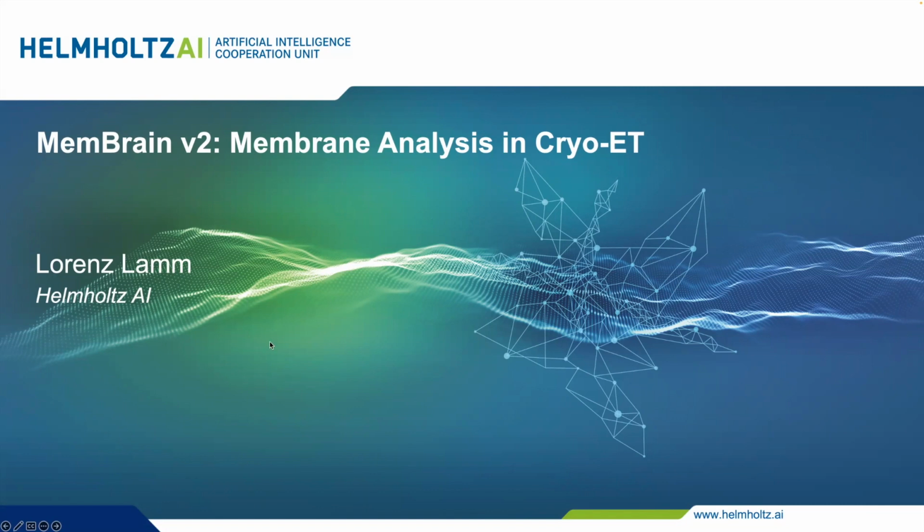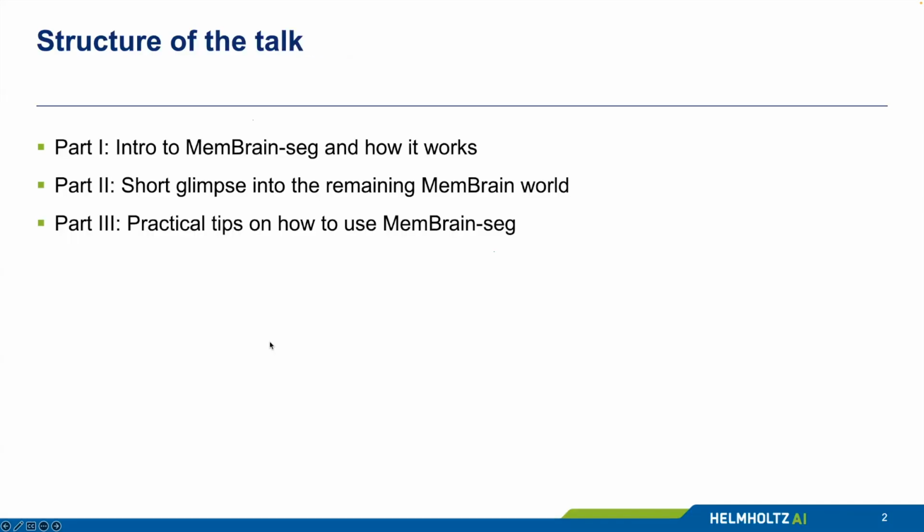The structure of this talk will be, first, a small introduction into MemBrain-seg and how it actually works, because I think this is an important step to also get a feeling for how to maximize the performance of MemBrain-seg. In the second part, I will shortly show you a couple of things that we're planning to have in MemBrain v2, because that's not only going to be membrane segmentations, but also membrane particle localization, and some statistics that we want to output there. And then in the third part, I will show you some practical tips on how to maximize the performance of MemBrain-seg and get the best performance out of the segmentations.